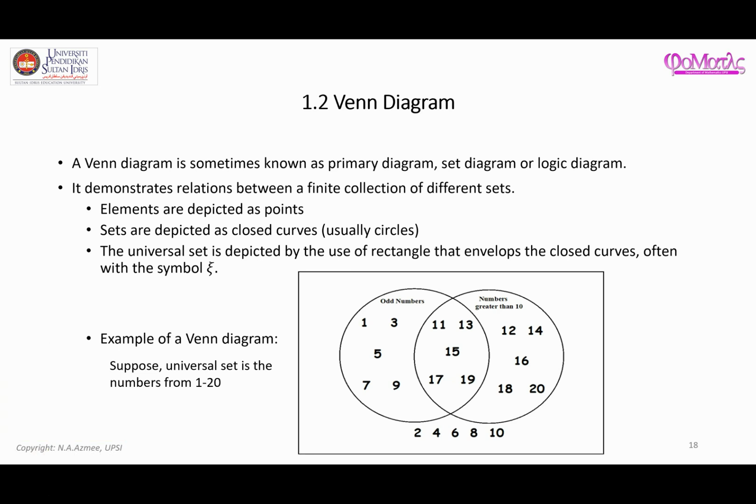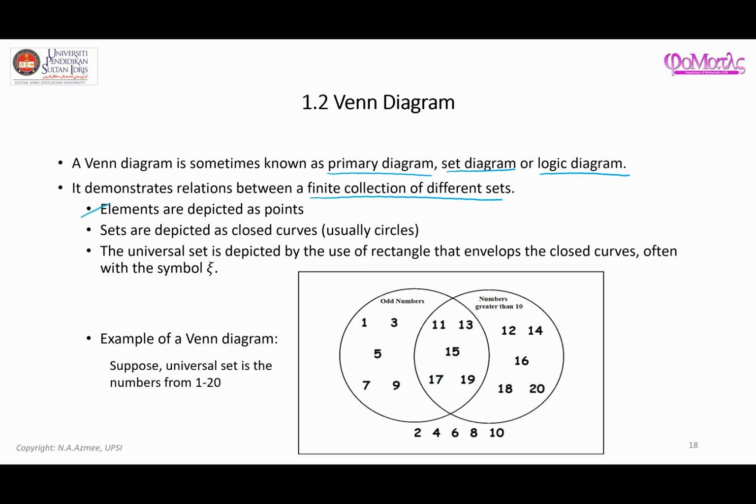So in this video I'm going to talk about the idea of a Venn diagram in representing the relationship between sets. Okay, so a Venn diagram is sometimes known as a primary diagram or set diagram or logic diagram, and it basically demonstrates the relations between a finite collection of different sets. And normally these elements are usually depicted as points.